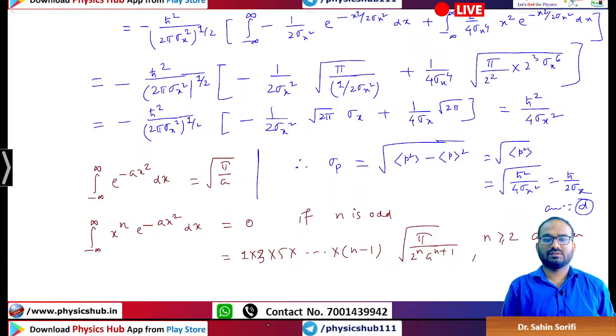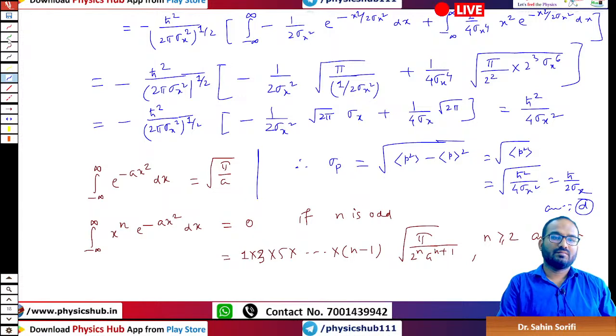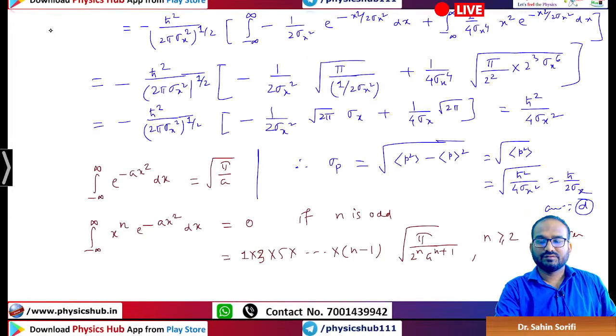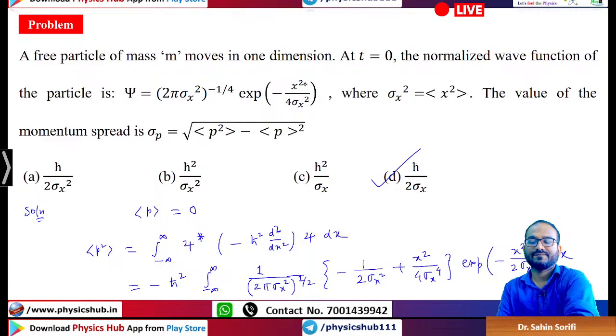Look, this is also a good approach, but let me tell you a very short trick based on the knowledge you have. So this is the alternative solution. This is a creative solution you can use, if you are smart enough. So what is given? Given psi is equals to, if you look at it, 2 pi sigma x square to the power minus 1 by 4.